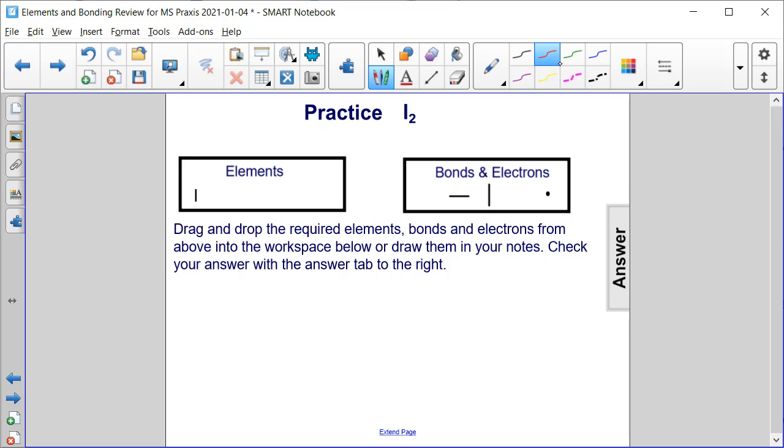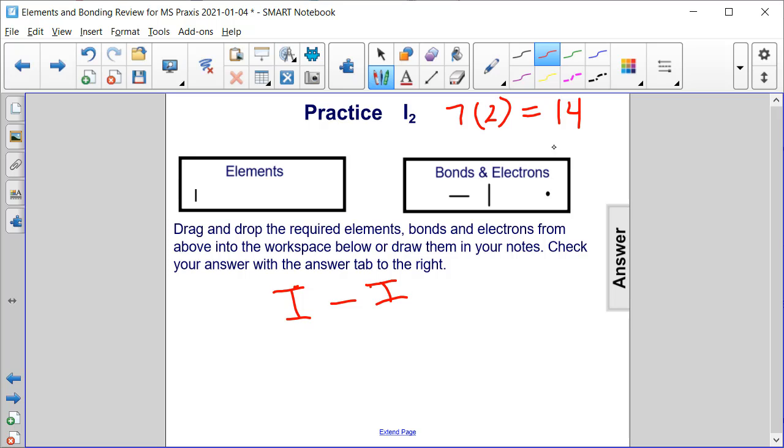So the first step is to find the total number of valence electrons. Iodine is in group 17, so it has 7 valence electrons each, and there are 2 of them. So I need a diagram that shows a total of 14 valence electrons. There's no central atom here or anything. It's just 2 iodine atoms connected to one another. So I'm going to connect them by a single bond.